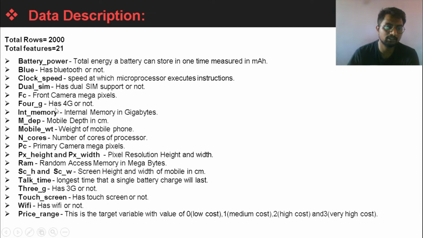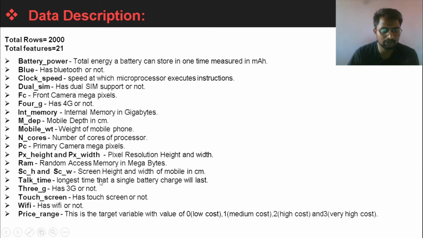4G is whether the mobile is 4G or not. Internal memory is given in gigabytes. M depth is mobile depth in centimeters. Mobile weight is nothing but the weight of the mobile phone. N cores is the number of cores of the processor. PC is the primary camera in megapixels. Pixel height and pixel width are the pixel resolution height and width. RAM is random access memory in megabytes. Screen height and screen width are the screen height and width of the mobile in centimeters.